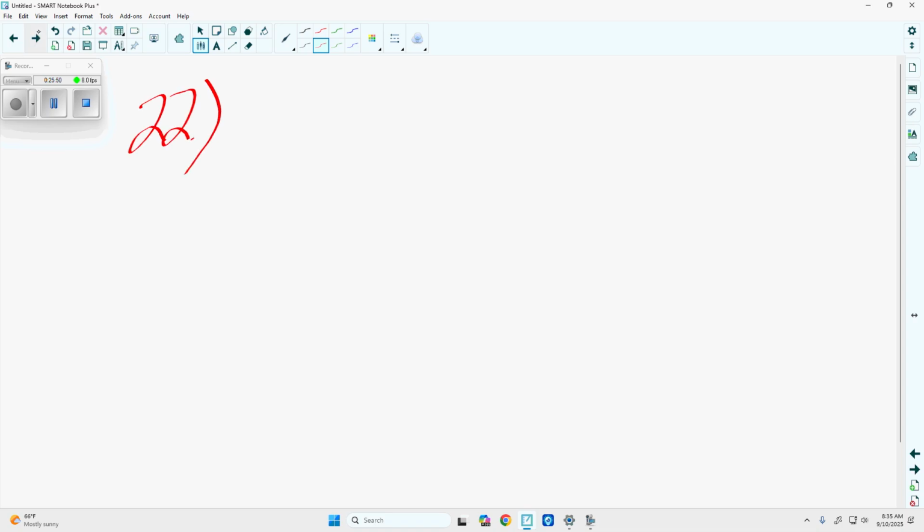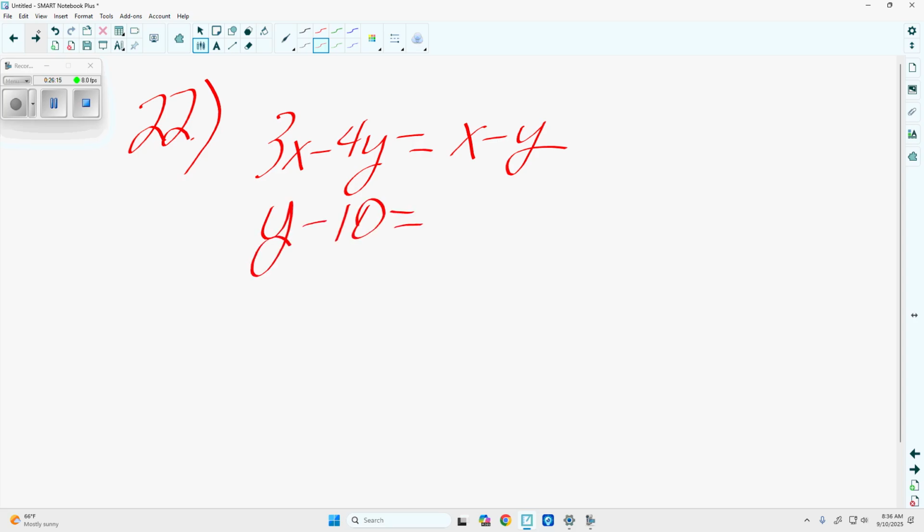And then question number 22. On question number 22, it says OP and OR trisect, which means they're equal to each other, right? Ooh, this is a tough one. That's why it's a problem set C. But we're just going to say 3x minus 4y equals x minus y. But then we're also going to say y minus 10 equals x minus y. Okay, I want to get like numbers left and all that cool stuff. So I want to do letters left, numbers right.